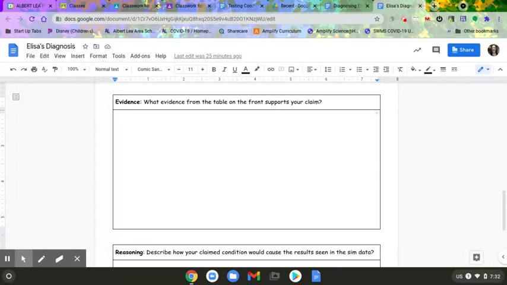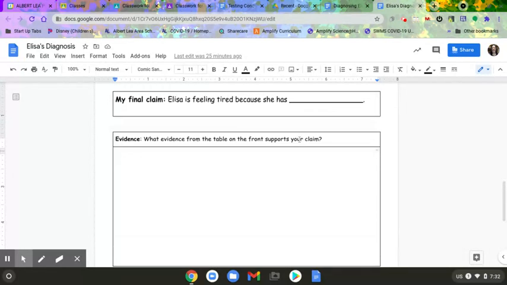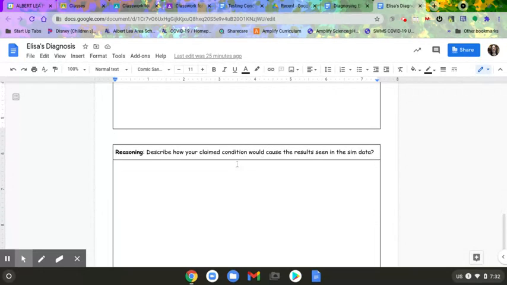But I'm just really most concerned, can you connect the evidence to support the claim of Elisa having diabetes? And can you reason with me how having the condition of diabetes would cause the results that we saw in the sim data, and also why Elisa's test results were the way that they were.